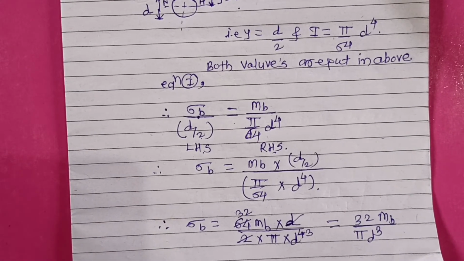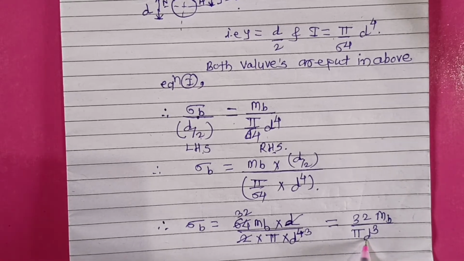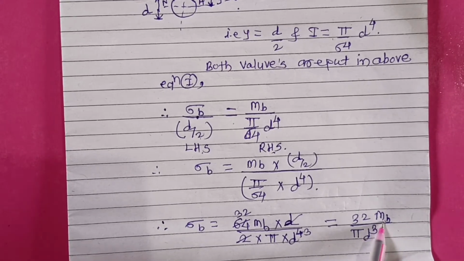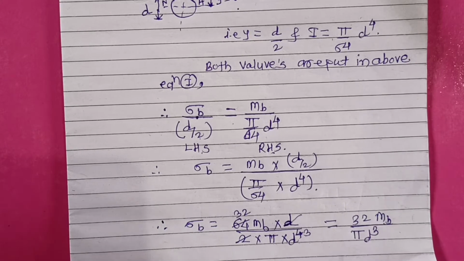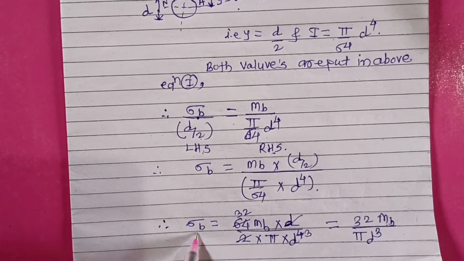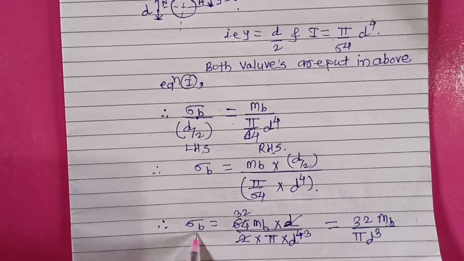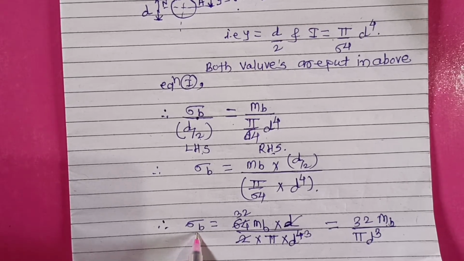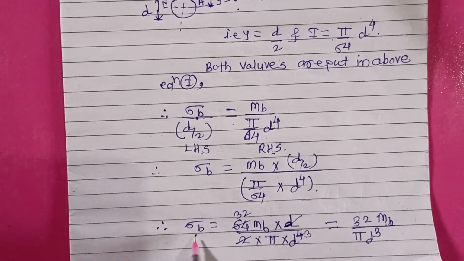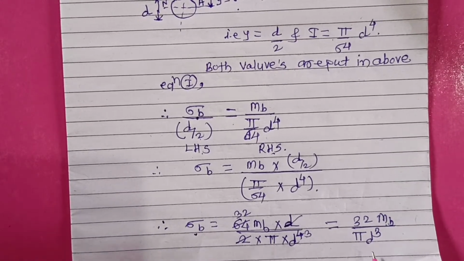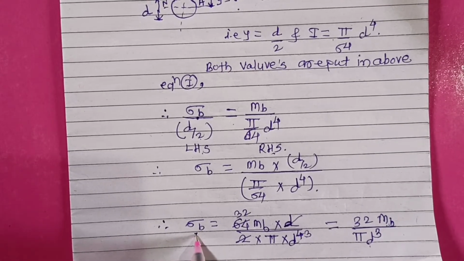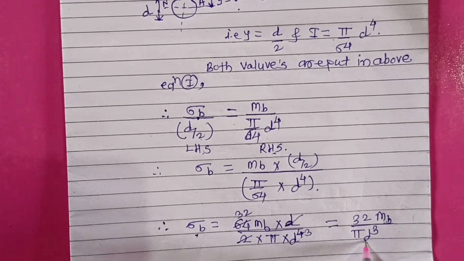Now in the design process, we calculate the value of diameter d. In a problem, it is possible to calculate the value of sigma b, and the value of sigma b is also given in the problem. But now suppose the value of sigma b is not given in the problem. If we want to calculate d, then the value of mb and the value of sigma b are given in the problem. And this is the formula of bending stress.